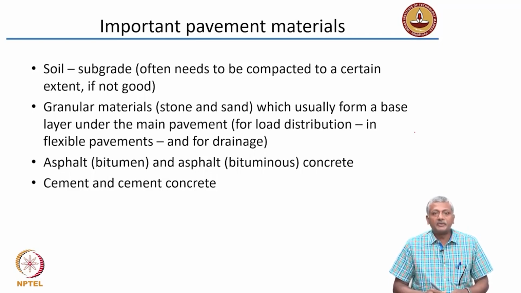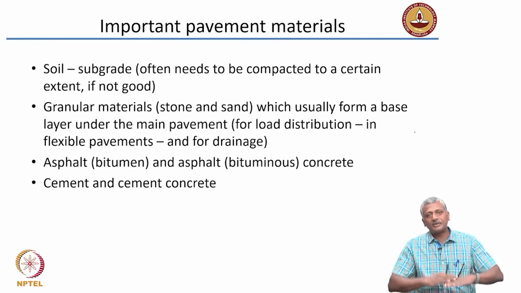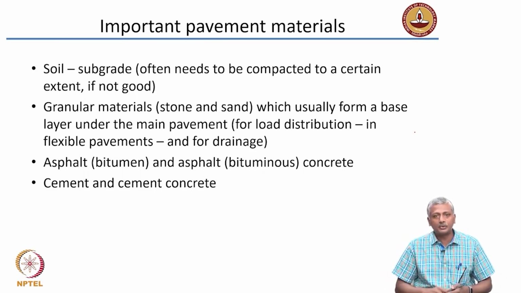So, what are the important pavement materials? As I said, soil or subgrade is the bottommost layer, right. It often needs to be compacted to a certain extent. If the soil is too loose, you can't really build a road on top of it. It has to be compacted to make sure that it has some level of stiffness on which the road can sit in an even fashion.